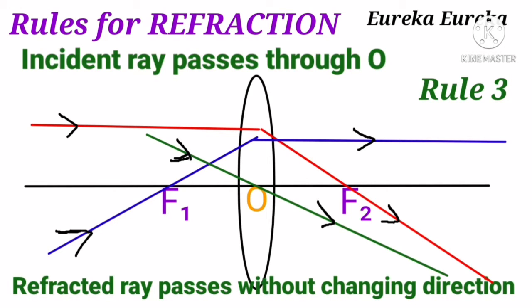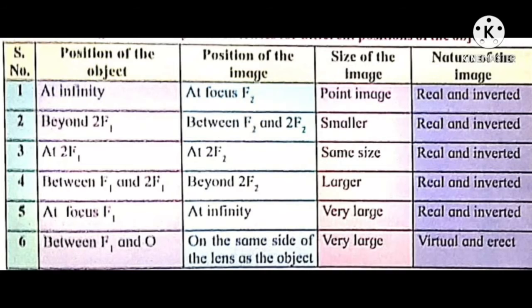by a convex lens. Here is a table on page number 83 which represents the position of the object, position of the image, size of the image, and nature of the image. And these are the images formed by the convex lenses and for different positions.